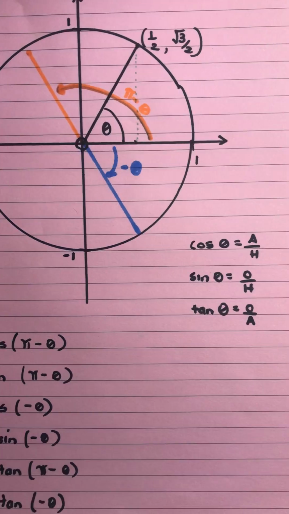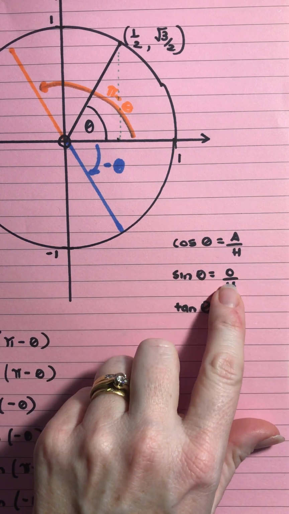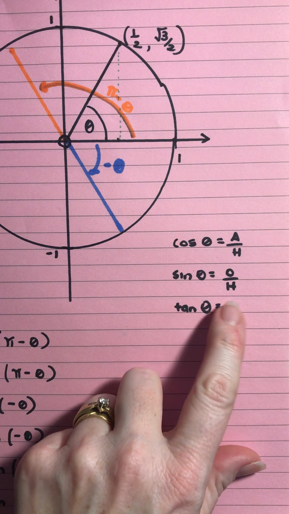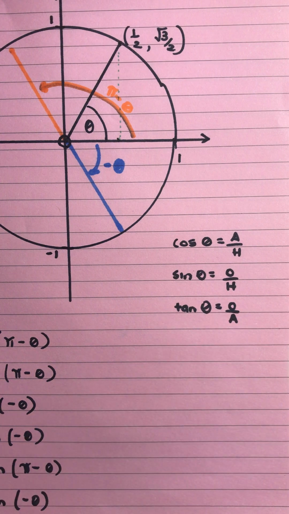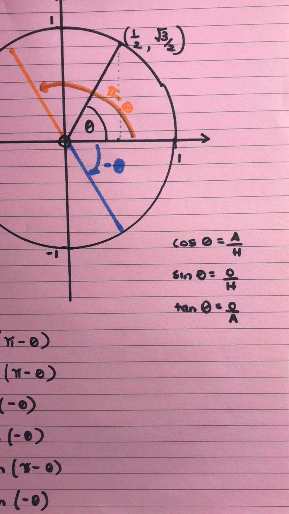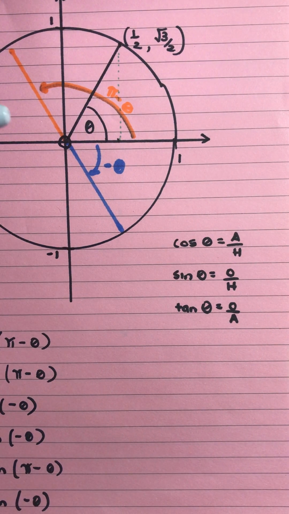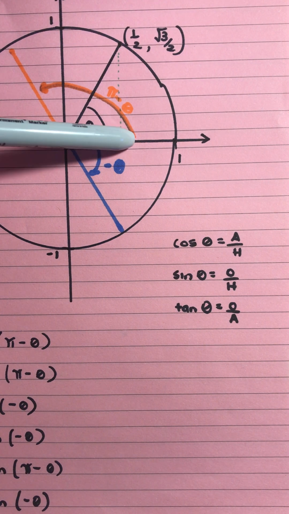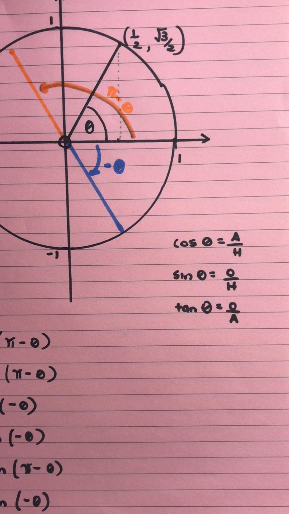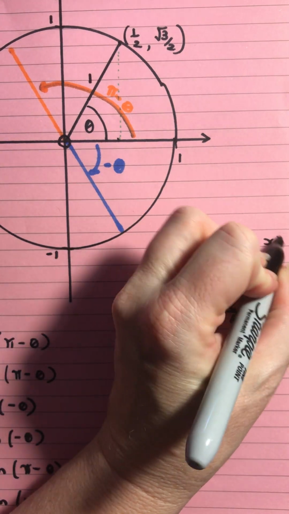So we know that we have that cos theta equals adjacent over hypotenuse, sine theta equals opposite over hypotenuse, and tan theta equals opposite over adjacent. Now, obviously, if we've got the unit circle, the hypotenuse is 1. So if we've got the adjacent over hypotenuse, when we're talking about the adjacent side, that's our x coordinate, and it's being divided by our hypotenuse, which is 1. So basically, for cos theta, we're looking for our x coordinate.